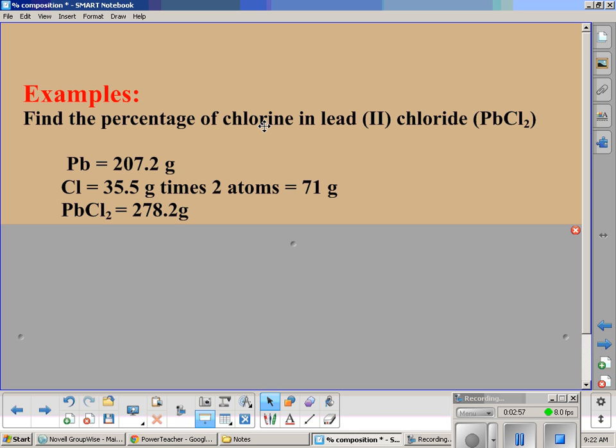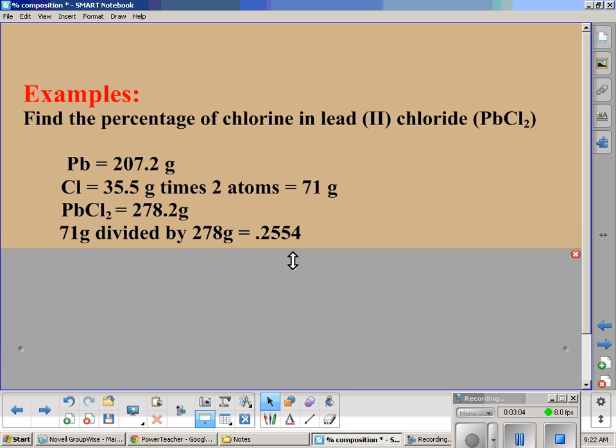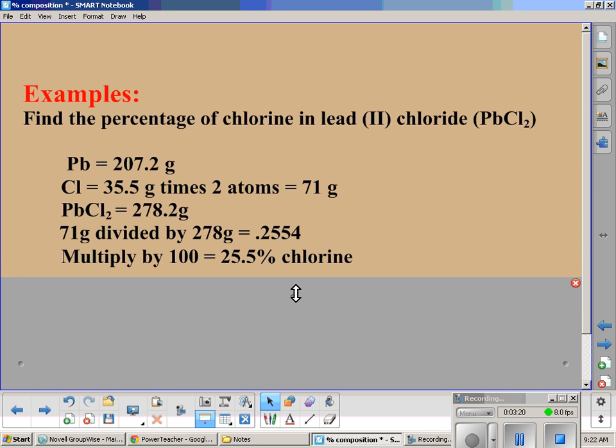Now we wanted to know what part of this was chlorine. So the chlorine we found weighs 71 grams. So we're going to take that 71 grams, divide it by the mass of the entire compound, 278.2, and we get this decimal, 0.2554. Now we multiply that by 100, and we come up with that the part that is chlorine is 25.5%.